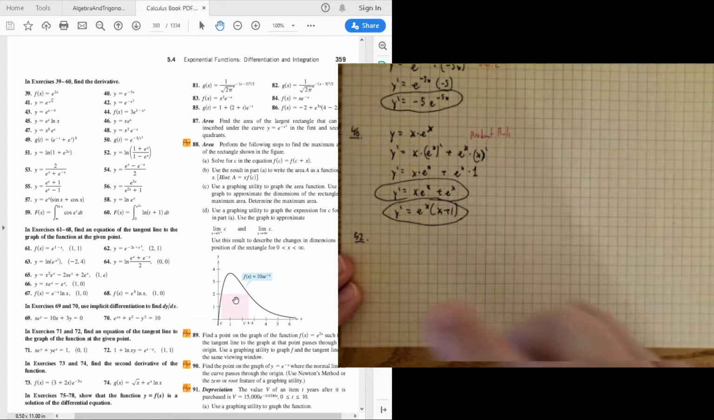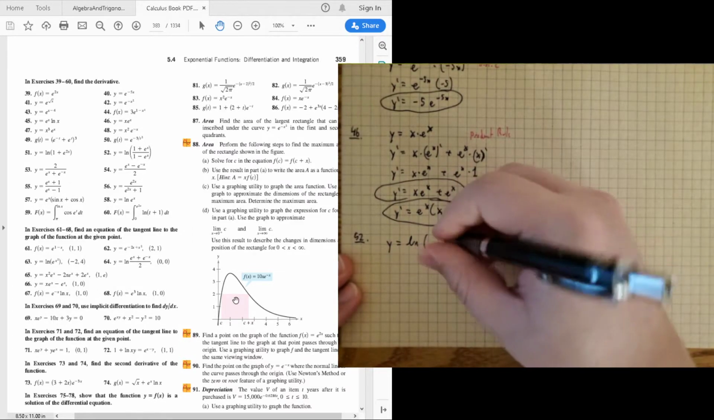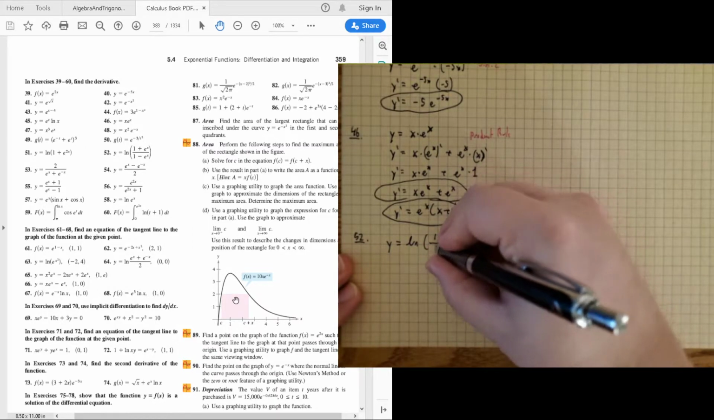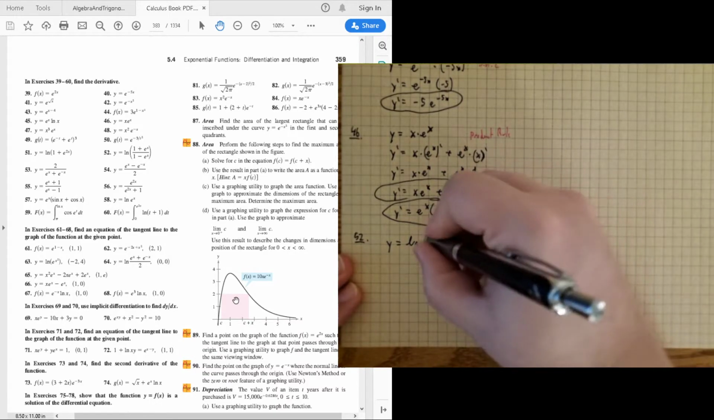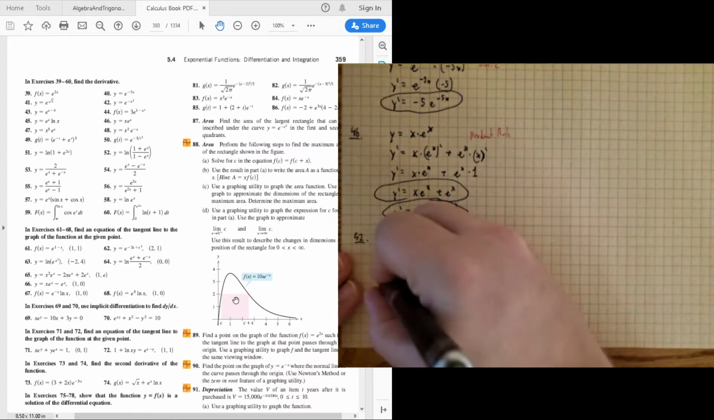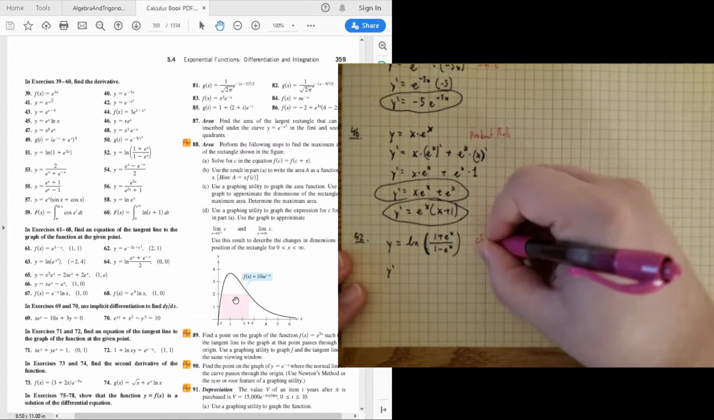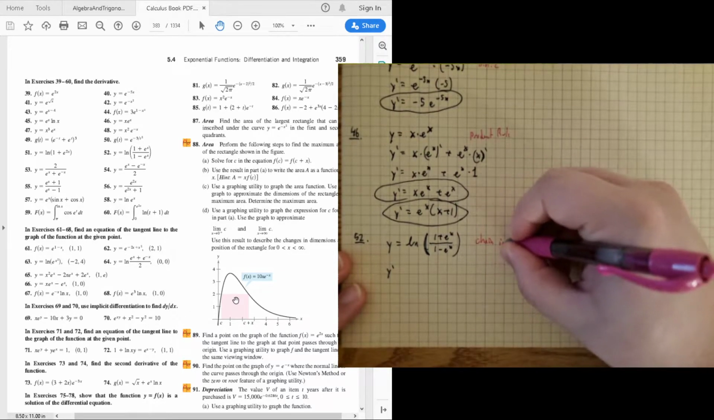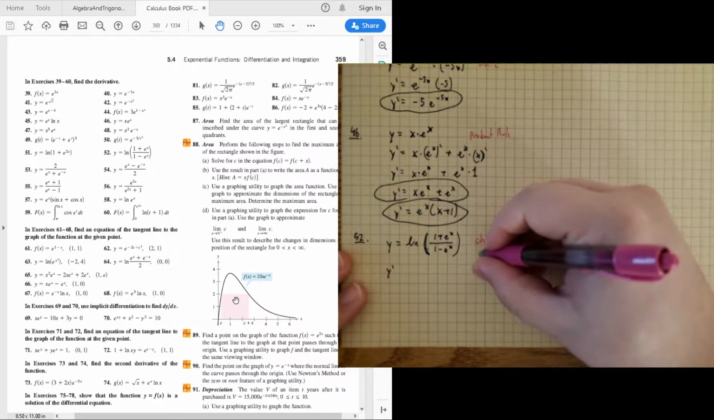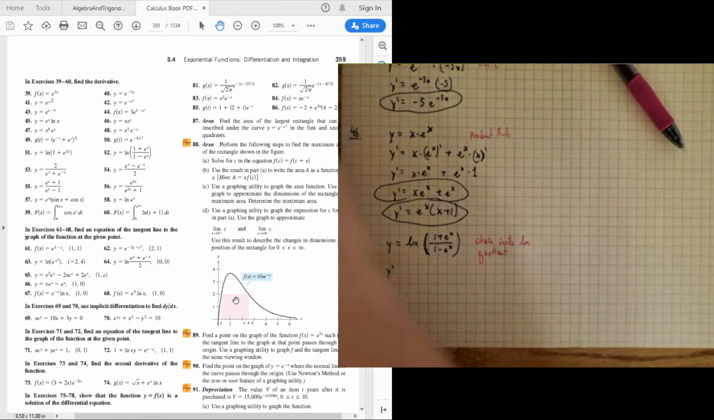Okay, 52 states we have y equals the natural log of 1 plus e to the x over 1 minus e to the x. Let's find y prime. Now, for this problem, there are two components to it. We're going to have a chain rule for inside this natural log, and then what's inside the natural log is, of course, a quotient.